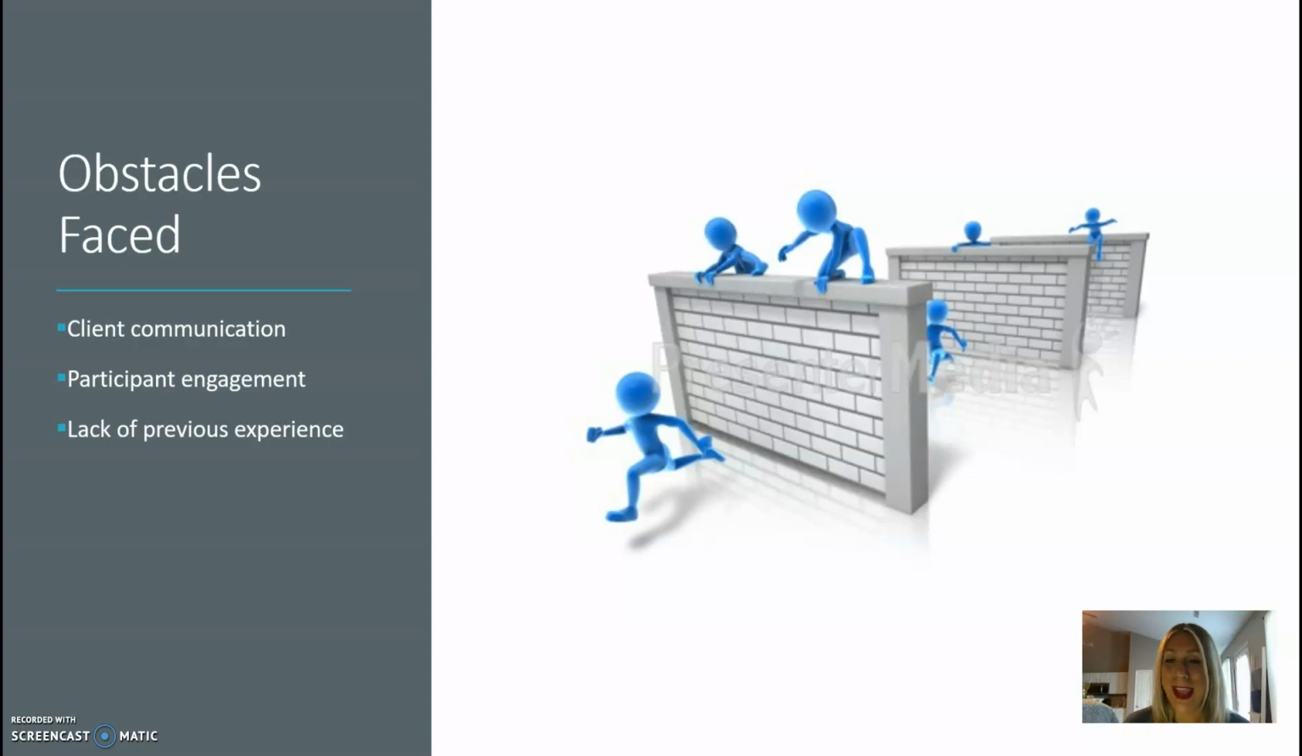Also, participant engagement at first was somewhat of an obstacle. Toward the end, whenever I was distributing the surveys, at that point in the process, I think my coworkers finally realized how important this project was to me. And so at that point, they were completely vested in the process.